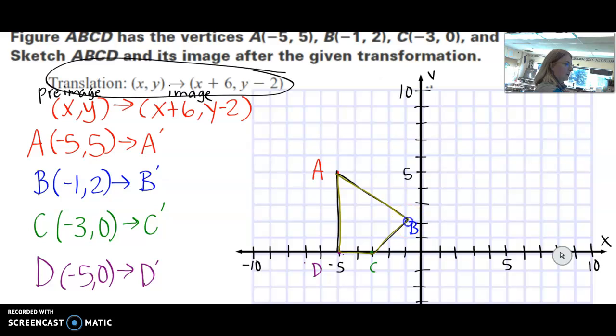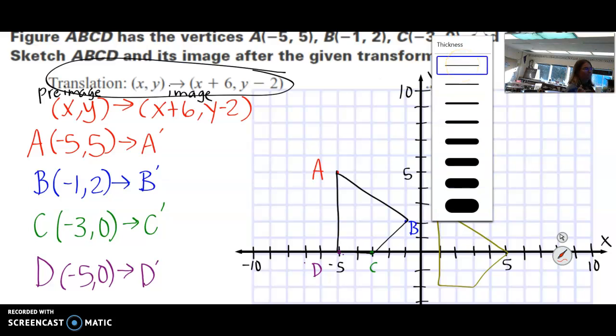So I'm going to take this point right here and drag it over 6 units: 1, 2, 3, 4, 5, 6, and bring it down 2 units. On a smartboard, I can drag that whole figure and it makes it pretty easy to draw the transformation. But sometimes it won't be that easy when you don't have a smartboard to use. But here's how else you can do it.